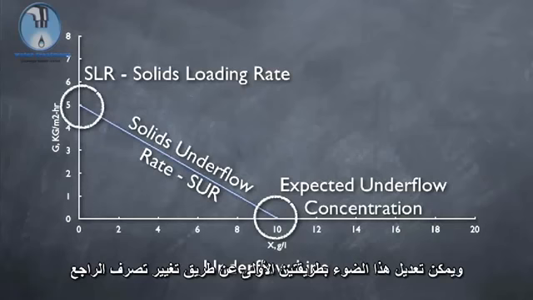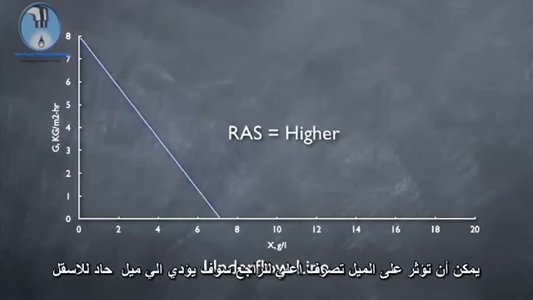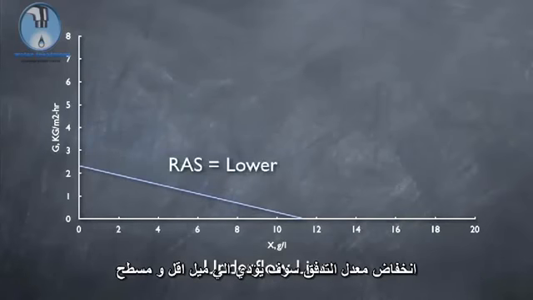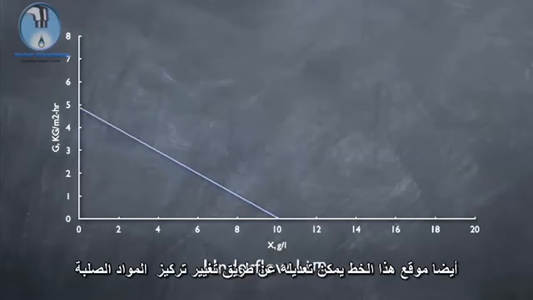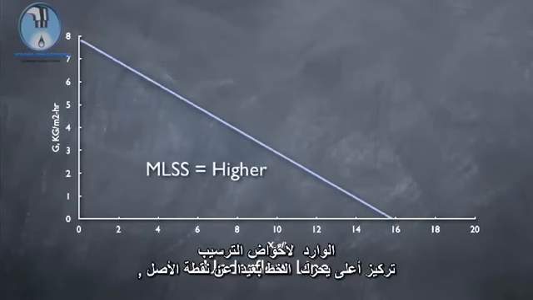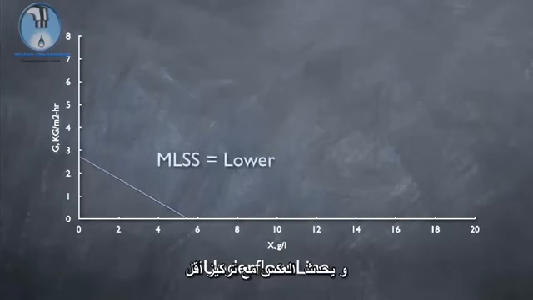First, by changing the RAS rate, you can affect the slope. A higher RAS rate will result in a steeper slope down. A lower RAS rate will result in a flatter slope. Also, the location of this line can be adjusted by changing the solid's concentration entering the clarifier. A higher concentration moves the line away from the origin, with the opposite occurring with a lower concentration.